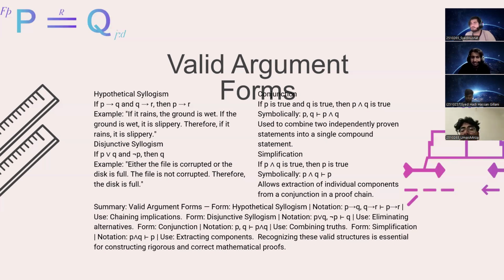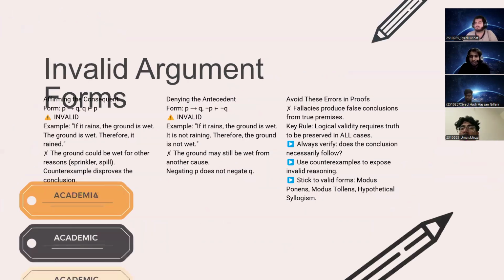Moving on, please, next slide. Now let's look at some invalid argument forms that should be avoided in proofs. The first one is called affirming the consequent. The example says that if it rains, the ground is wet, therefore it rained. This conclusion is not necessarily true because the ground could be wet for many other reasons as well, such as a sprinkler or spilled water.